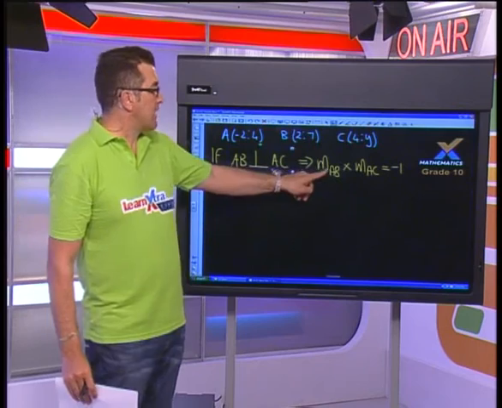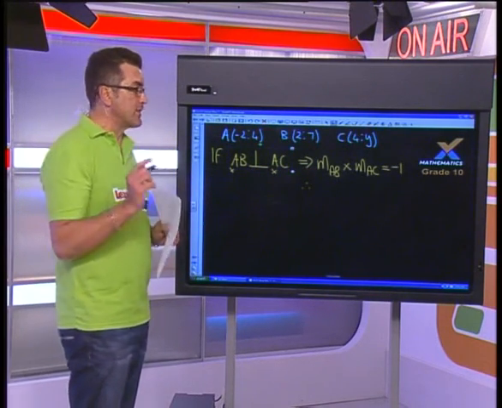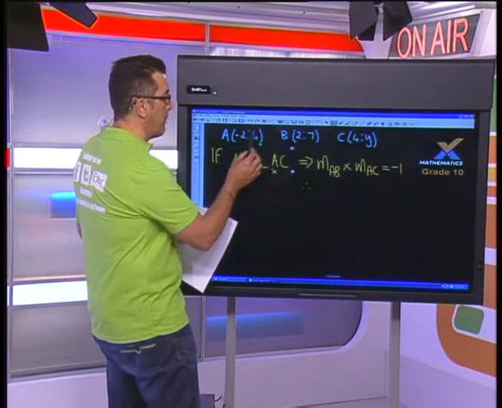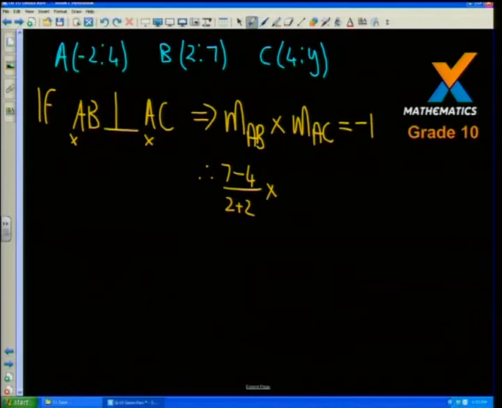Okay, let's see the gradient of AB. If I want the gradient of AB, be careful of negatives. So it's 7 minus 4 at the top over 2 minus minus 2. Remember I told you that double negative. So it's 2 plus 2. That multiplied by the gradient of AC.